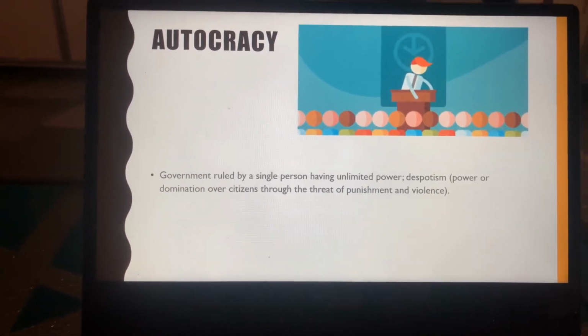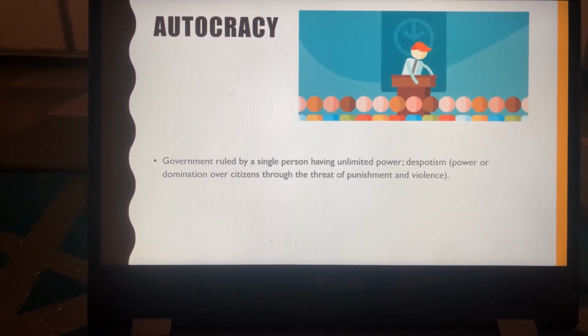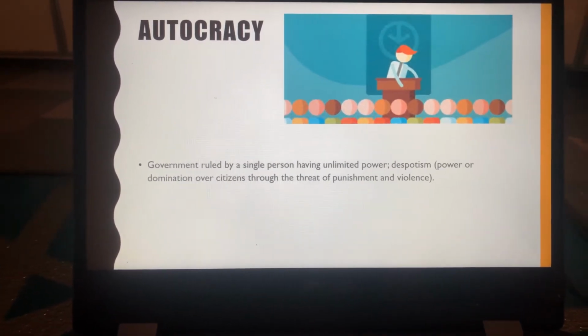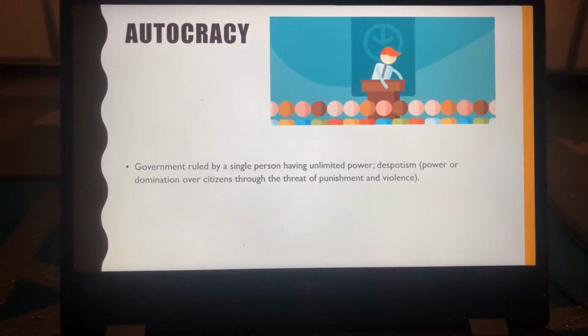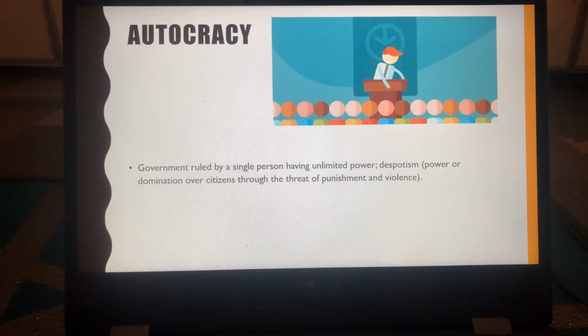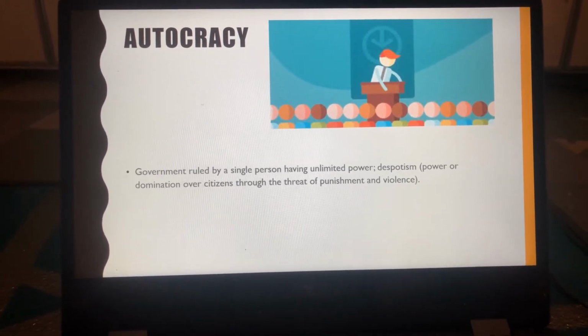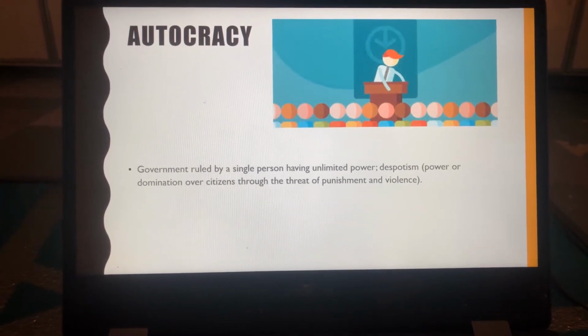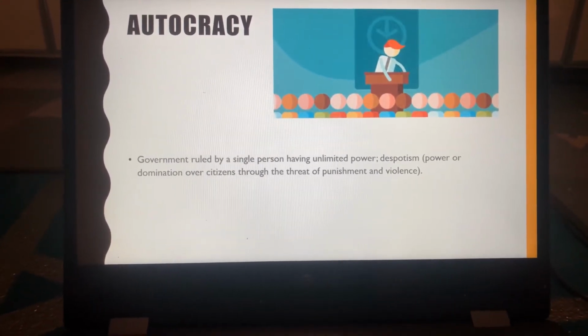The next one we have here is autocracy. An autocracy is a government ruled by a single person having unlimited power. Despotism is power or domination over citizens through the threat of punishment and or violence. And that concept is despotism.